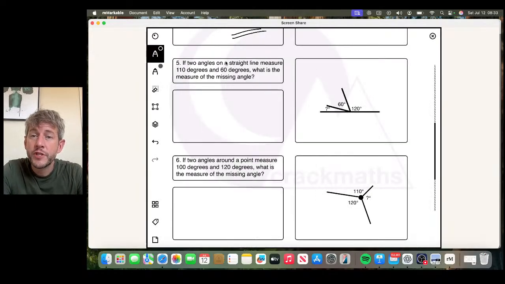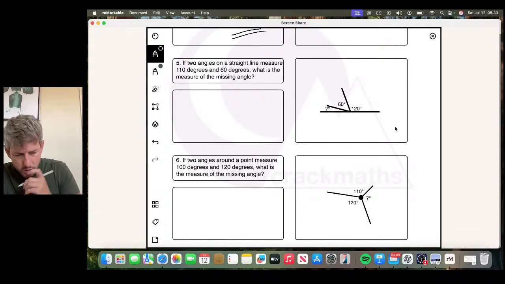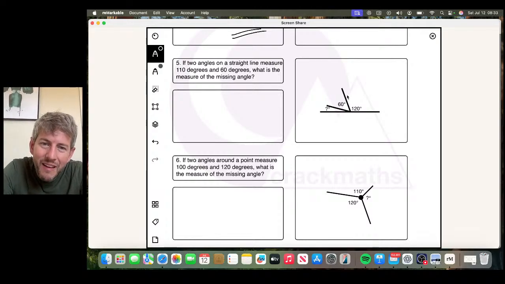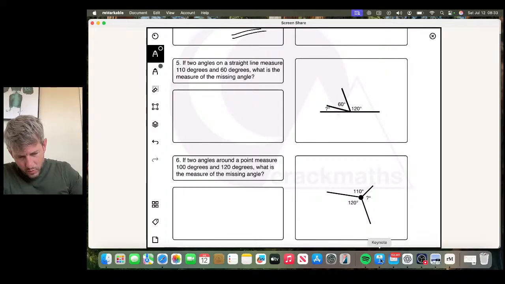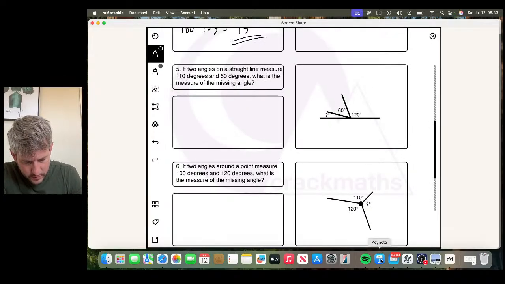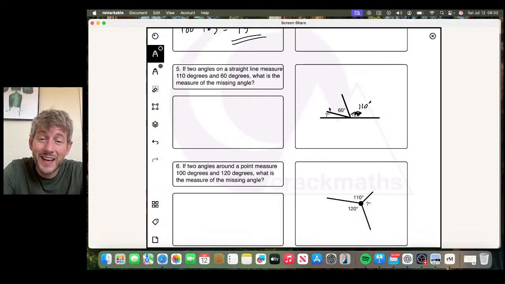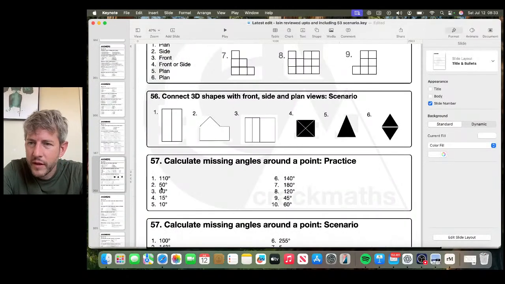Question 5. If two angles on a straight line measure 110 degrees and 60 degrees, what is the measure of the missing angle? Okay, so we've got a mistake here. So that isn't 110 degrees, that says 120. So let's quickly fix that. What page is this? 274. So that should say 110. Okay. I know that this one's the wrong one because 60 add 120 already makes 180, so that angle wouldn't exist. So here we go.